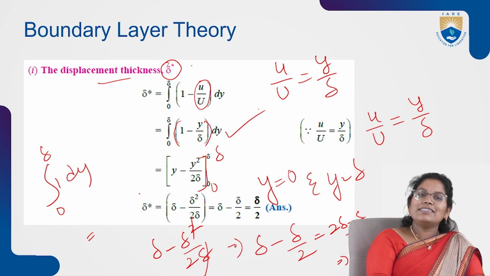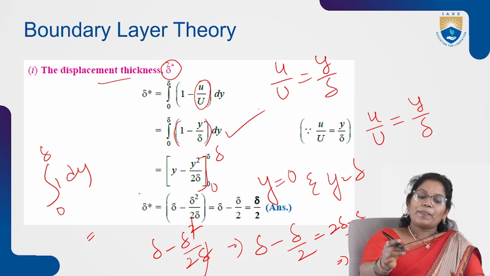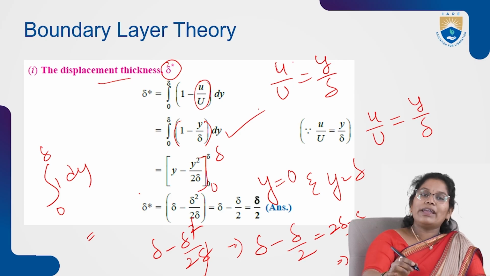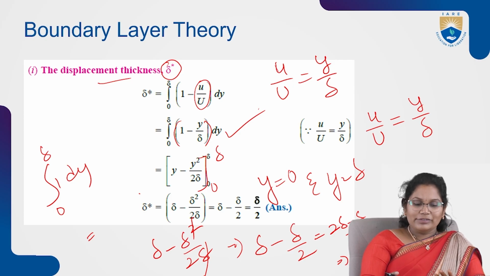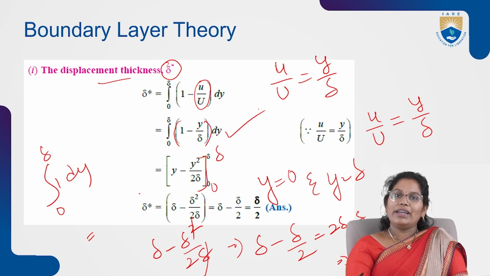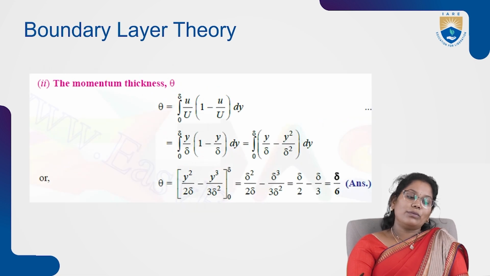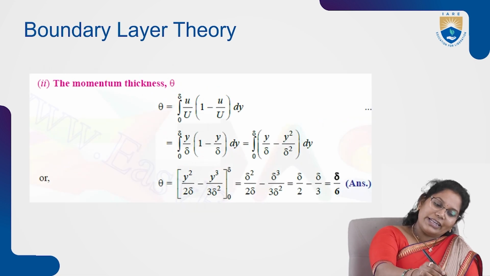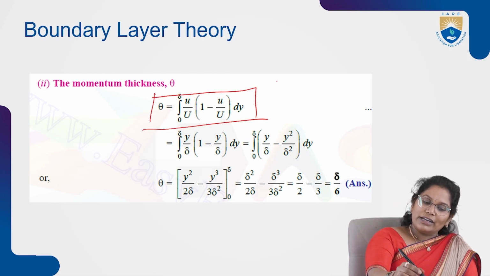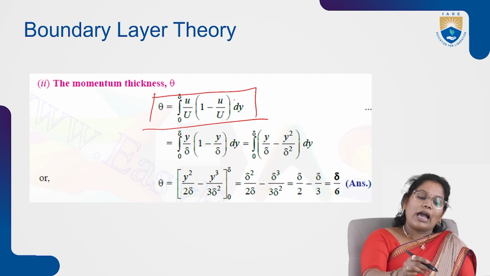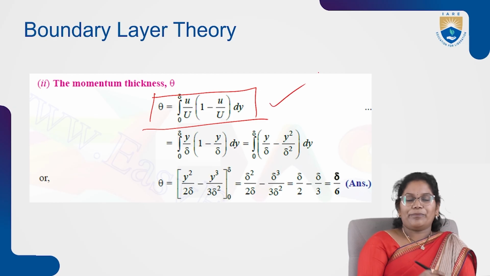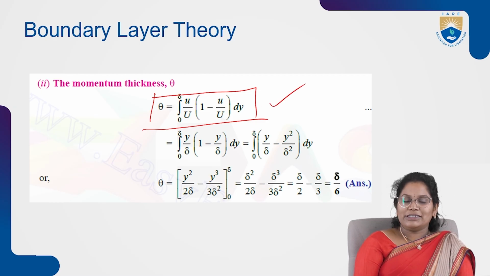The displacement thickness is half of the boundary layer thickness, that is 1/2 times delta, for u by capital U equal to y by delta. Now another one, that is momentum thickness, denoted by theta. The momentum thickness formula is the integration from 0 to delta of small u by capital U into 1 minus small u by capital U, into dy. This is what momentum thickness is.